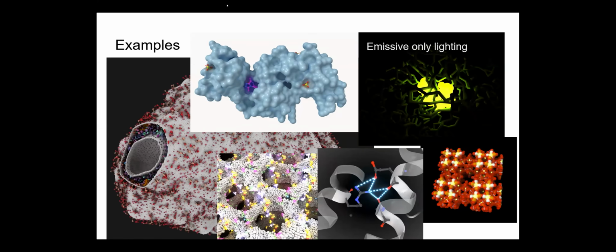Let's start with a few examples. We can see in the examples here, on the left in the background, a whole cell made from a billion atoms, and we can really see the scale and the depth and the crevices and all of that. We can also have only emissive lighting, so like in the top right, you can have a drug molecule illuminating a representation of a protein from the inside.